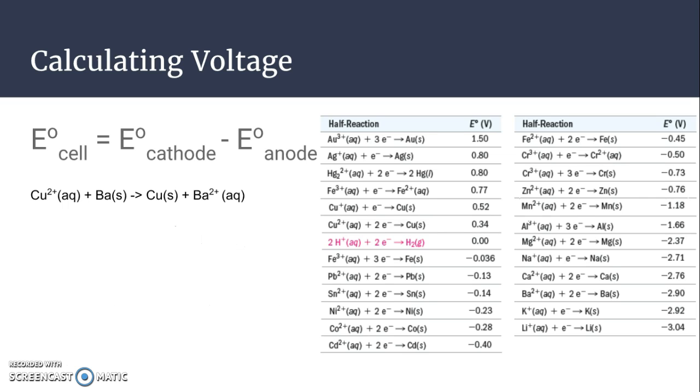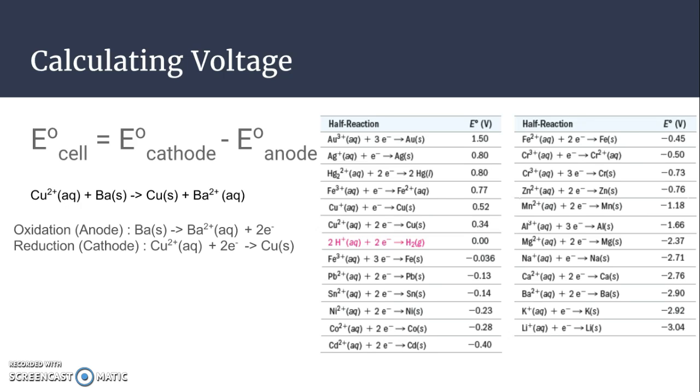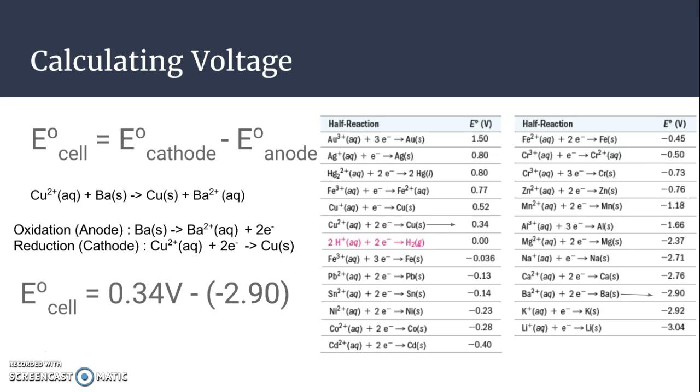Let's look at another example. Copper 2 plus and barium forms copper and barium 2 plus. Here are the oxidation and reduction reactions. We find the half reaction for copper over here and the half reaction of barium over here. We end up with this equation, and the two negatives form a positive, and we get a voltage of 3.24 volts.